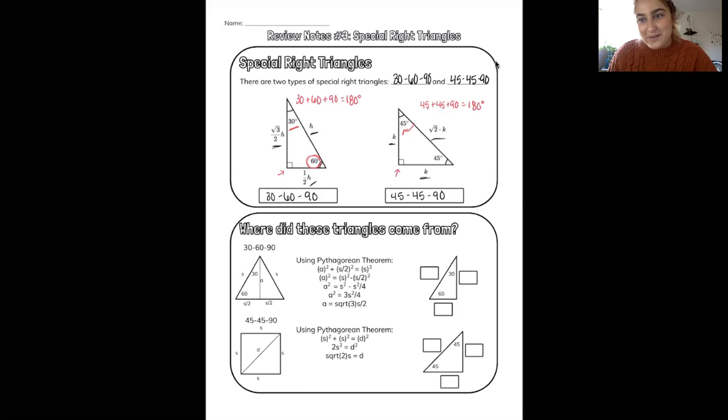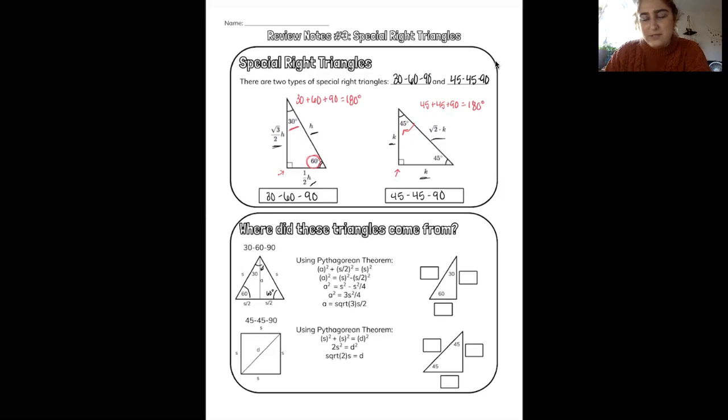Okay, so if we have an equilateral triangle, meaning that all three sides of the triangle are equal, then we know that each angle of the triangle is 60 degrees. Okay, so that whole angle is 60 degrees.